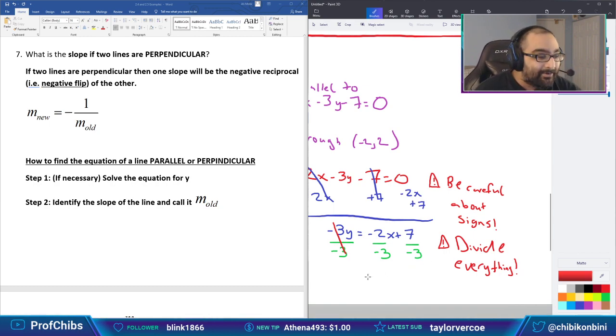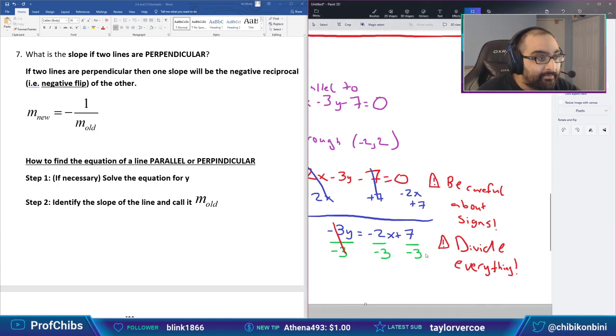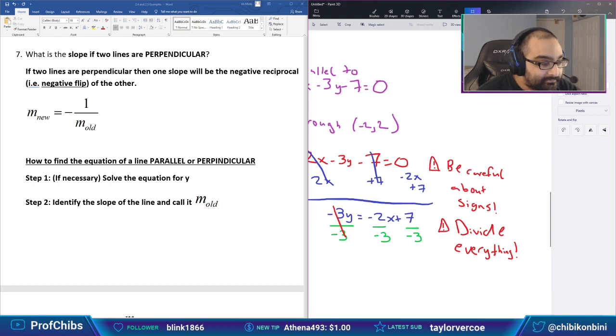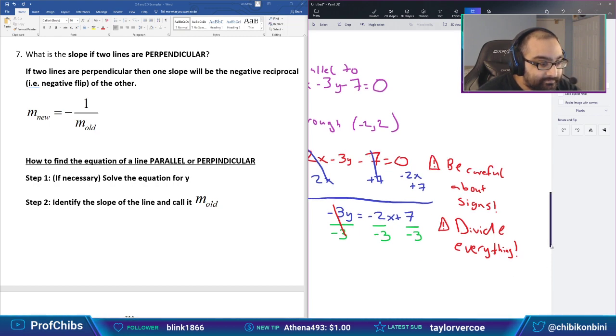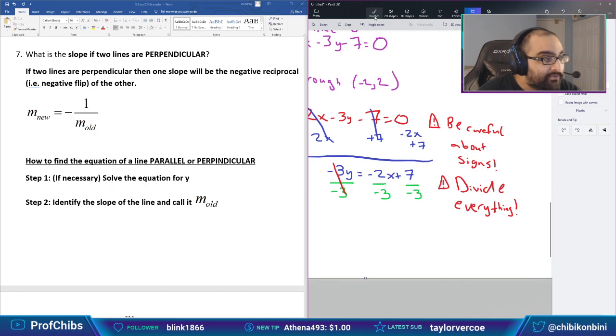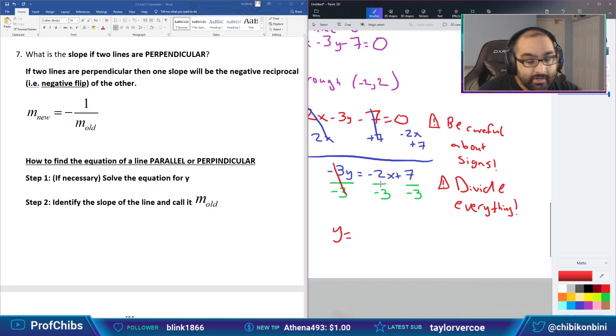Okay, so what do we have after we do that? What we have after that is y is equal to, now again, signs can easily change here. So here we have -2 divided by -3. Again, got to be on the lookout for those signs. Instead, we have 2/3 x. We have 7 divided by -3, so that's -7/3.